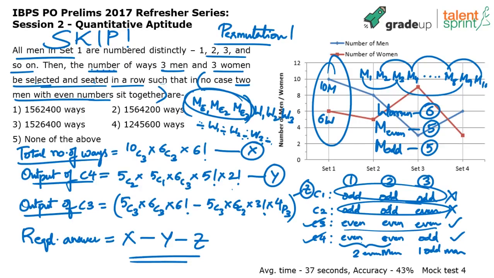It is confusing. It is lengthy. Skipping is the best way to solve it.